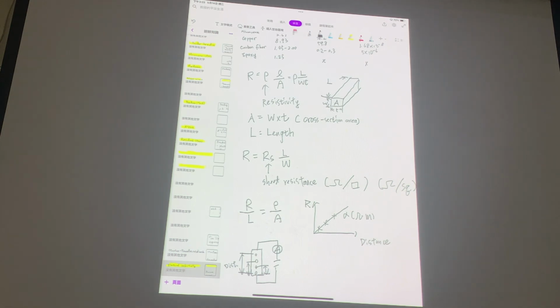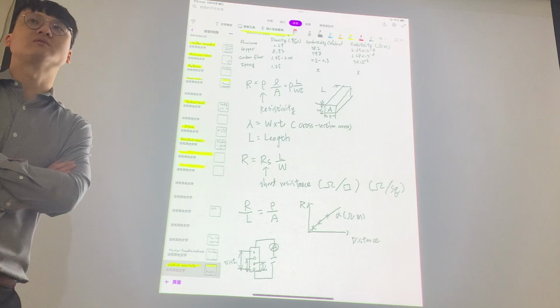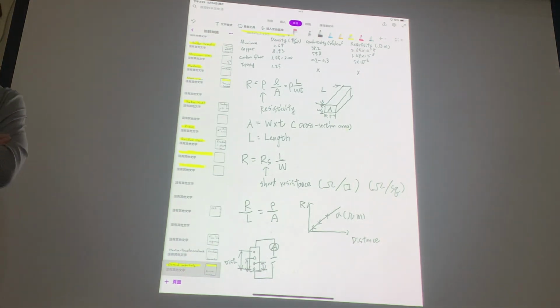Very easy piece of cake, right? So there is some very expensive commercial equipment, 非常贵重的仪器, that they show you. They tell you this is a 4-point probe, just the antenna out.